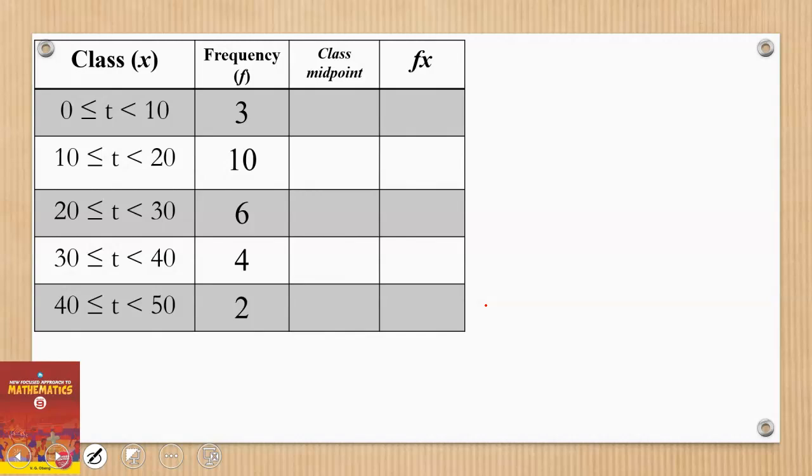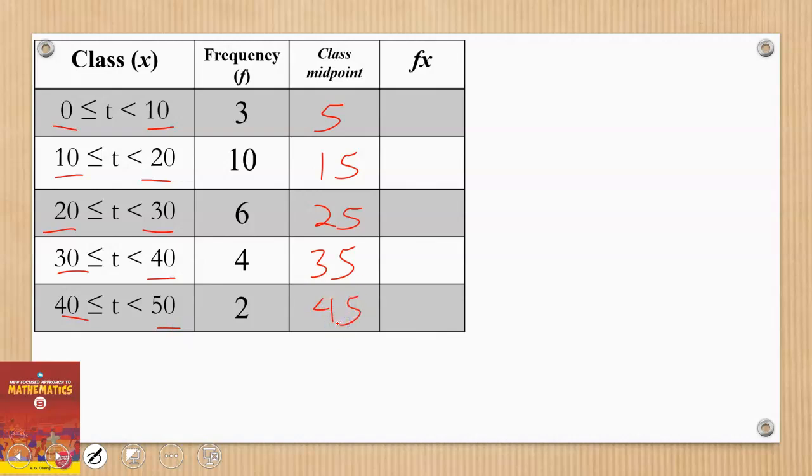a class midpoint. So class midpoint, once again, we always add the two limits, that's the upper and the lower limit, and divide by 2. So here, divided by 2 gives us 5. If we add this and this, that will give us 30, divided by 2, 15. This and this will give us 50, divided by 2, 25. This and this will give us 70. 70 divided by 2 gives us 35. And finally, this will give us 90, so 45.